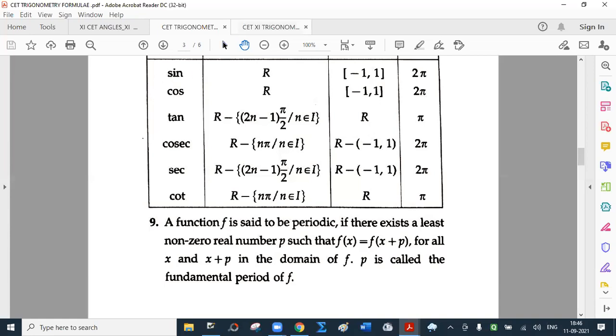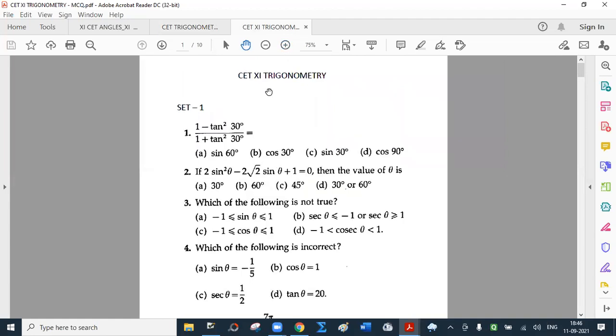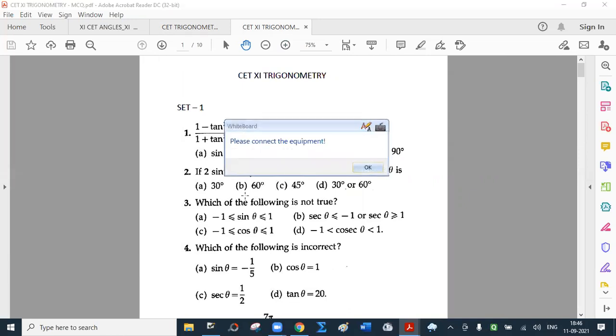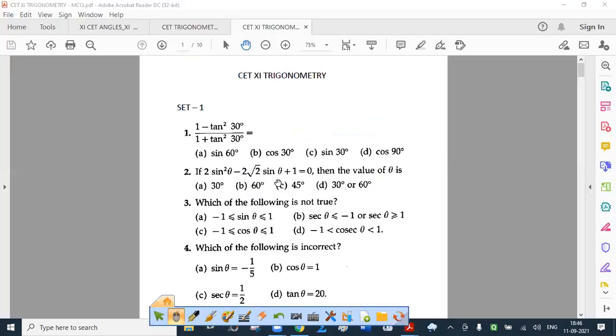Now we'll start solving sums. As I said, there are, I think, 4 sets. In the first set, I have given MCQs based on the first part, that is definitions and fundamental identities. Second, addition formulae. Third is, I think, based on factor and de-factor. And the last set, miscellaneous sums. So, just a minute. I hope everybody has downloaded this file.